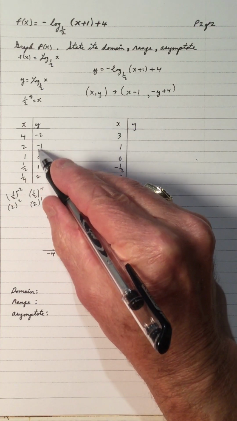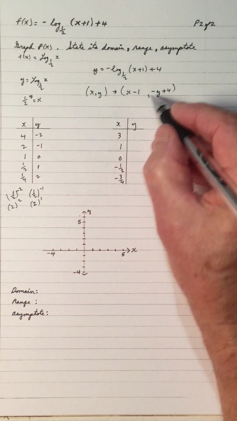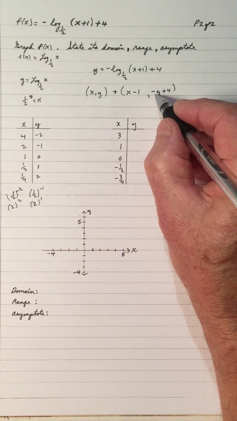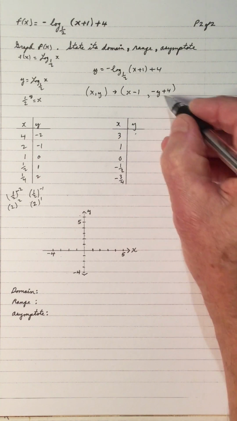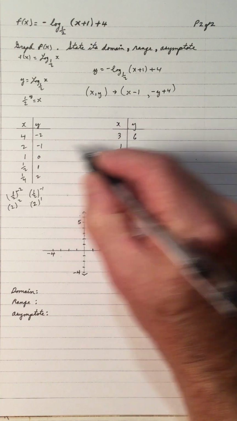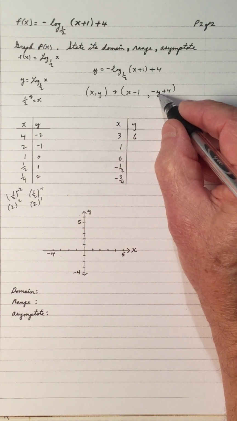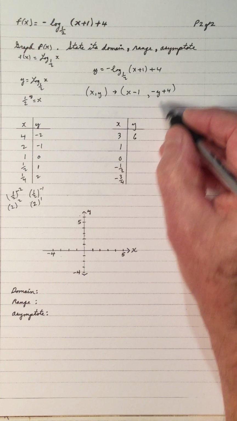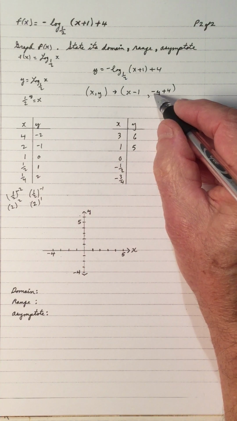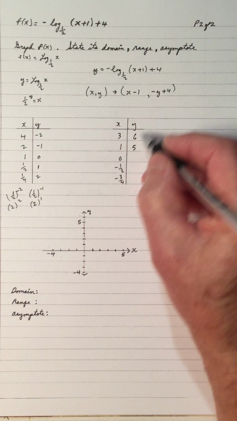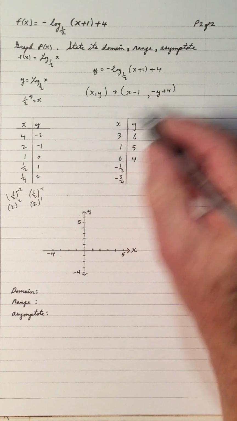And now we'll sub these values in for y. So y is -2. The negative of a -2 is 2. 2 plus 4 is 6. We're going to put a -1 in. The negative of a -1 is 1. 1 plus 4 is 5. We put a 0 in. The negative of 0 is 0. 0 plus 4 is 4. Put a 1 in.